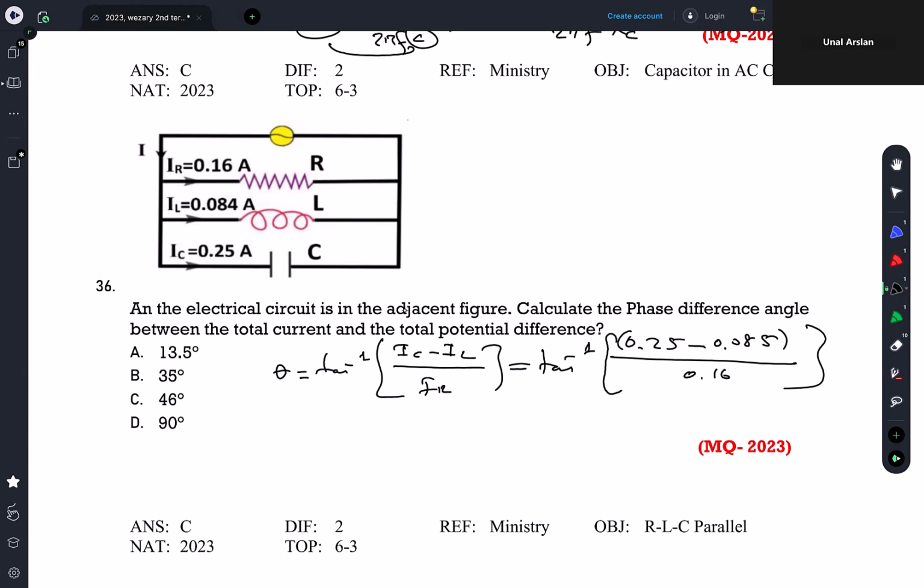Here, tangent. So 0.25 minus 0.085, equals, divided by 0.16, 1.031, shift tangent. Answer is 46. Please. This is the correct answer.